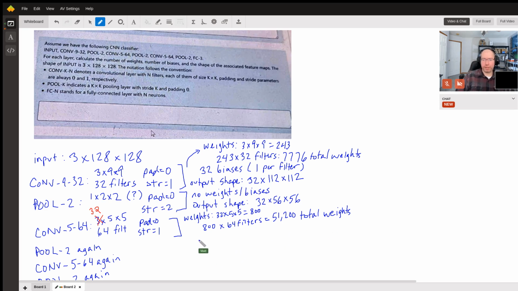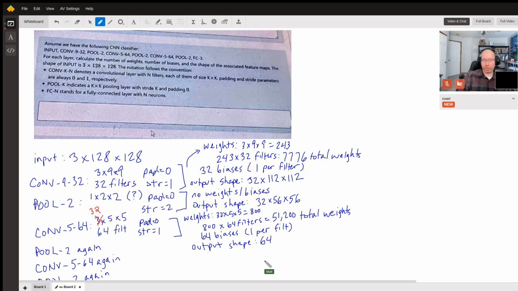And then that's going to be, let's see. So then we've got 64 biases, again, one per filter. Okay, and that's going to mean the output shape is, so that's going to come out to be 64 channels.